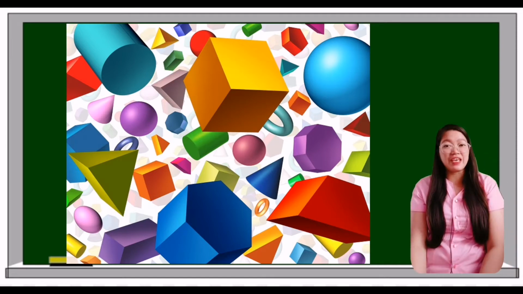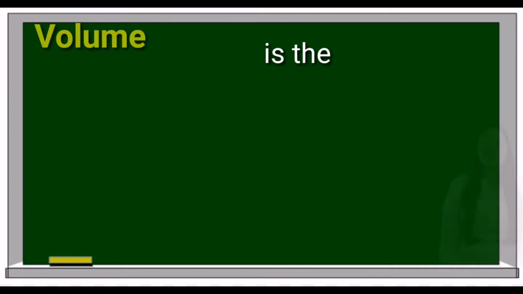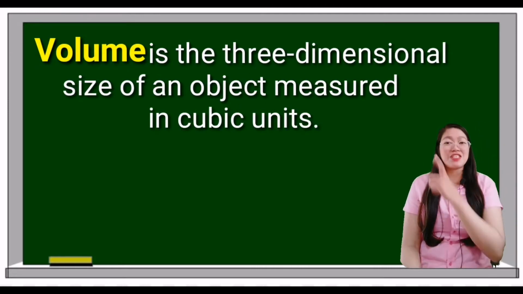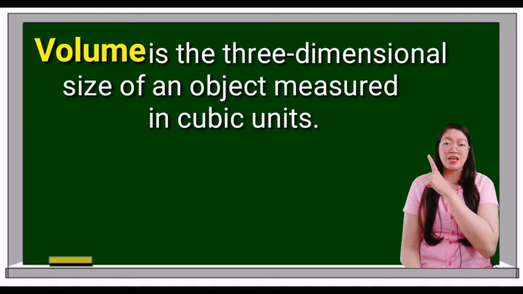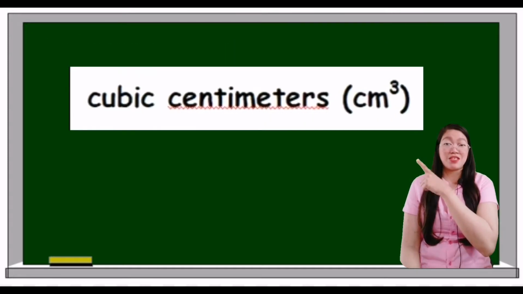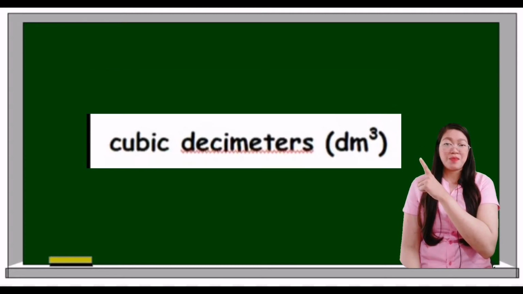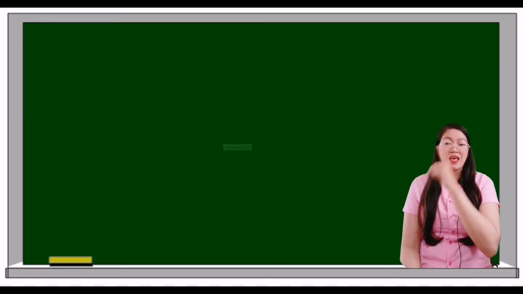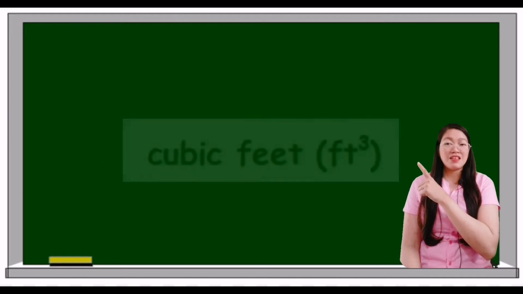When we are asked to find an amount that will occupy space and not just a surface, we are being introduced to another application of measurement, which is the volume. Volume is the three-dimensional size of an object measured in cubic units. It is expressed in cubic centimeters, cubic decimeters, cubic meters, cubic inches, cubic feet, cubic yards, and others.